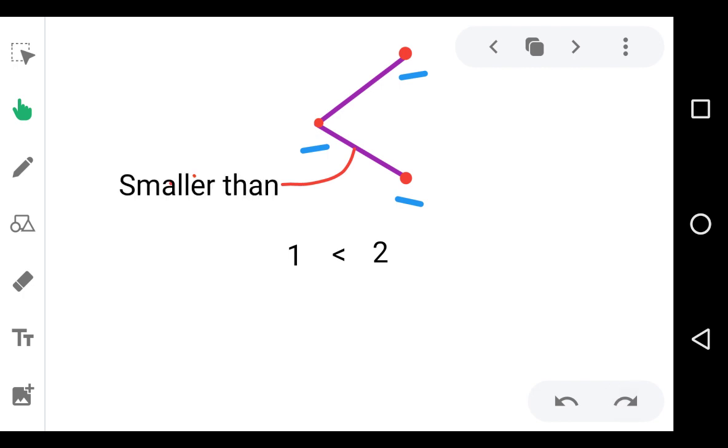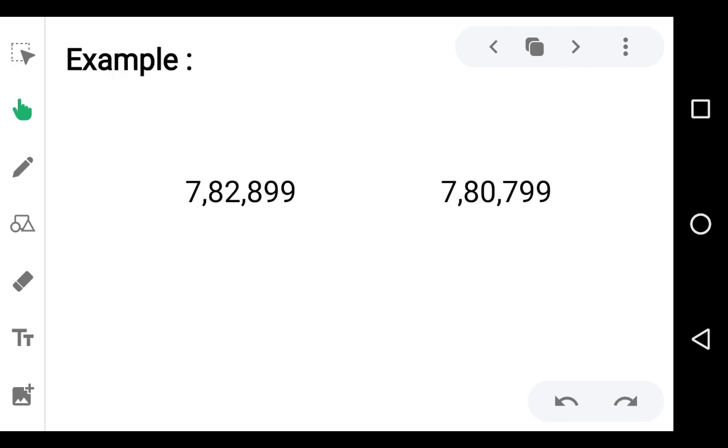See here, one more example. Here, I write 5. And 5 is smaller than 10. We read it as 5 smaller than 10. And this is 1 smaller than 2. We read from left to right. Now come to our topic.